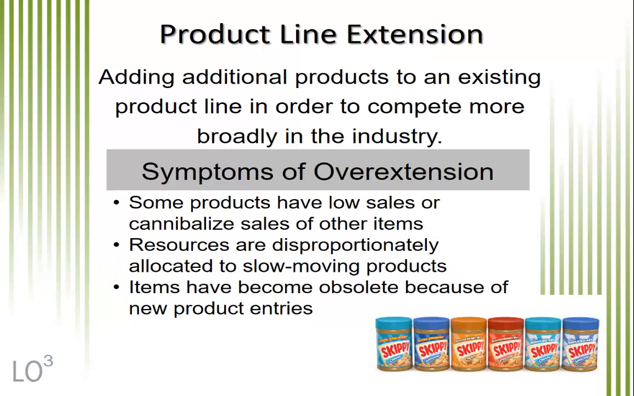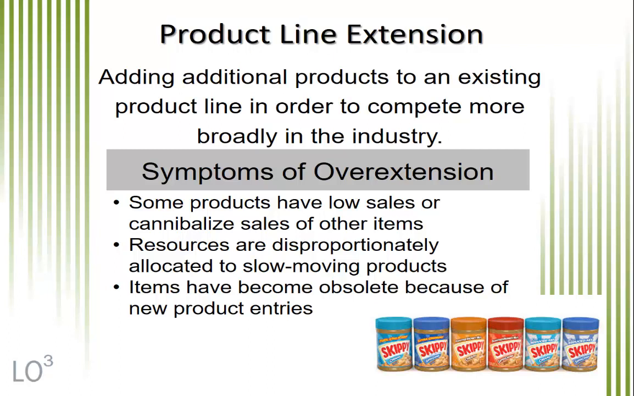Next is product line extension. It is adding products to an existing product line in order to compete more broadly in an industry. A company can add too many products, or demand can change for the type of products that were introduced over time.